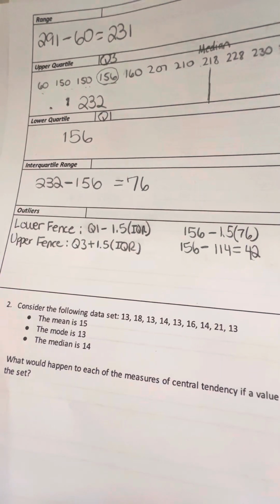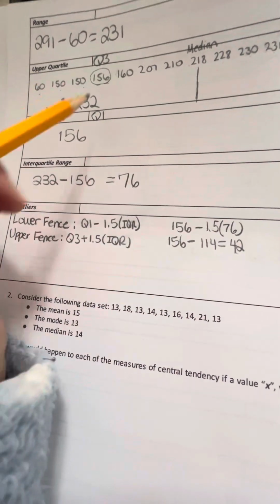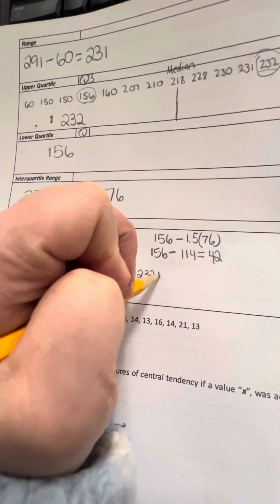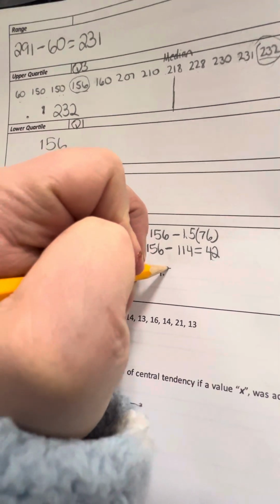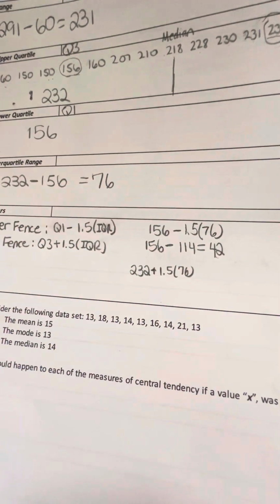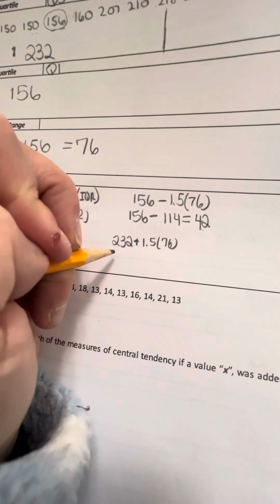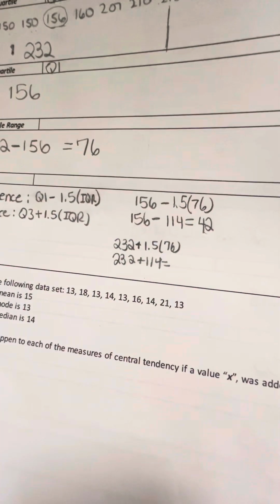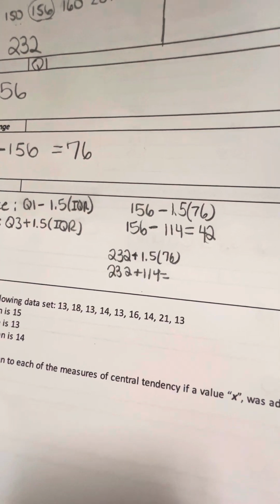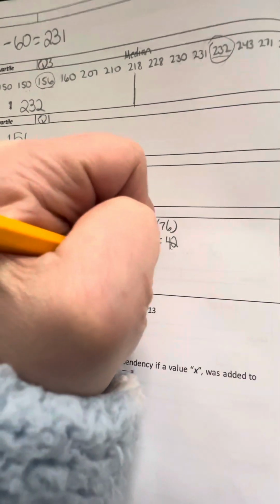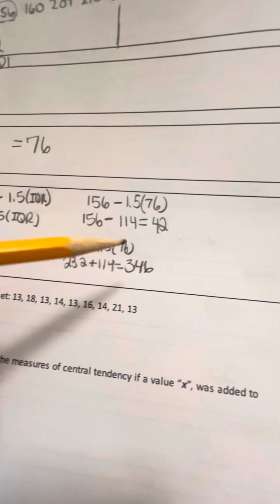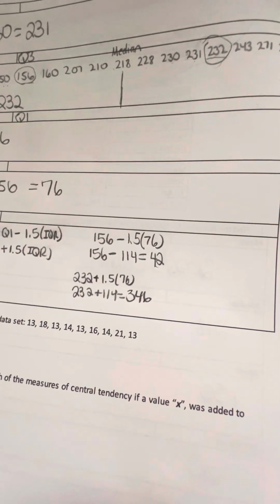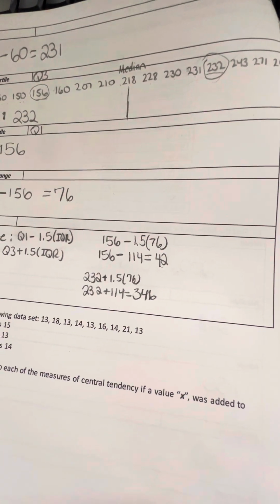Now we're going to look at the upper fence. The upper fence would be our Q3 number, which in this case was 232. We'll add 1.5 times the 76, which is the IQR. Again, we already figured that number out, which is 114. So we take 232 and add 114 to that, and we end up getting a total of 346. None of our numbers are outside of the range, either on the lower end or the upper end of this data. That means we do not have any outliers in this particular set of data points.